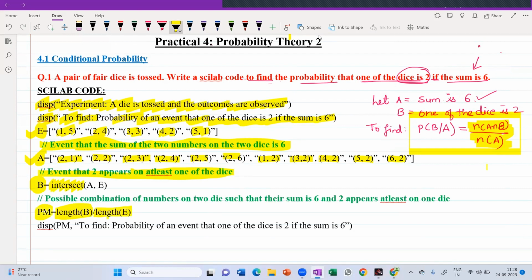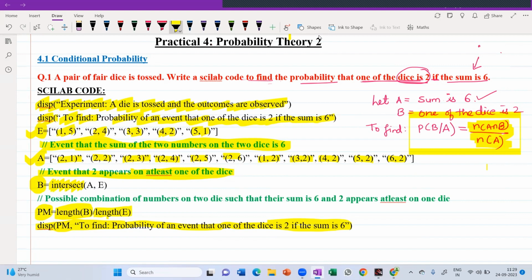And then I have stored that in a variable PM, and in the next line I'm going to display the variable along with the statement: to find the probability of an event that one of the dice is 2, the sum is 6. So this was the code, which was very easy. Here I have defined 2 events, one which has already occurred, one which we have to find out. Then what was the formula of the conditional probability? The intersection of those elements upon the event which has already taken place. So keep things very simple in your mind: it is the number of elements in an intersection upon the number of elements in an event which has already taken place.